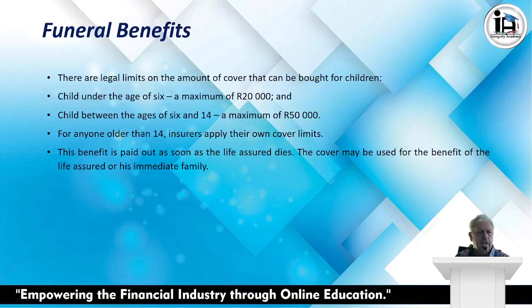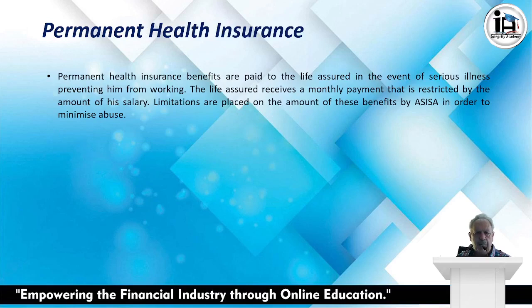Right, funeral benefits. There are legal limits on the amounts of cover for children. We've seen this previously in some of our sessions. Children under the age of 6, a maximum of 20,000. Children between the ages of 6 and 14, a maximum of 50,000. And for anyone older than 14, insurers apply their own cover limits. This benefit is paid out as soon as the life assured dies. The cover may be used for benefits of the insured or of his immediate family.